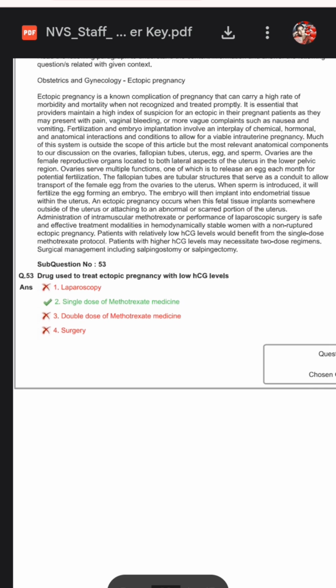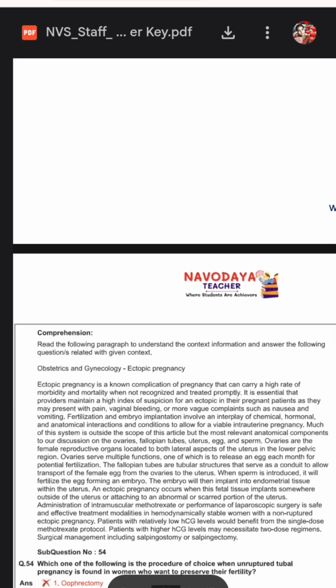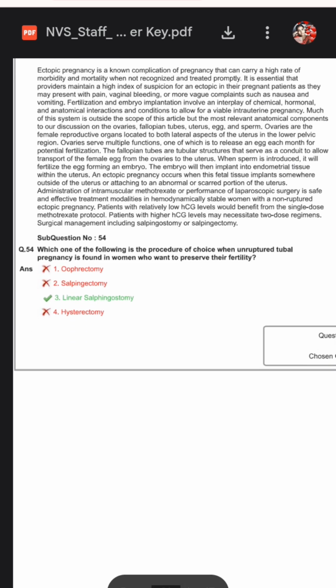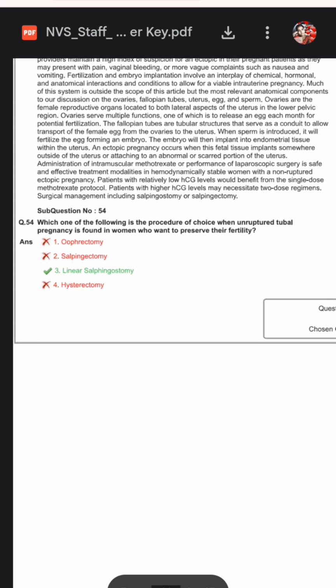The drug used to treat ectopic pregnancy with low HCG levels is a single dose of methotrexate medicine. Next question. Which one of the following is the procedure of choice when an unruptured tubal pregnancy is found in women who want to preserve their fertility? The correct answer is linear salpingostomy.